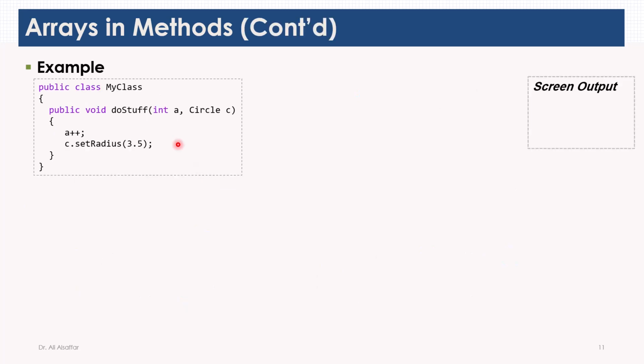In this example, we have a class that has only one method called doStuff. It has two input parameters. One is a primitive, which is called A. The other one is class-based, which is called C. Remember the definition for Circle? It has a radius data member, and also it has setters and getters for this radius. What does this method do? It simply increments A and accesses the object pointed to by C and changes the radius of the circle.